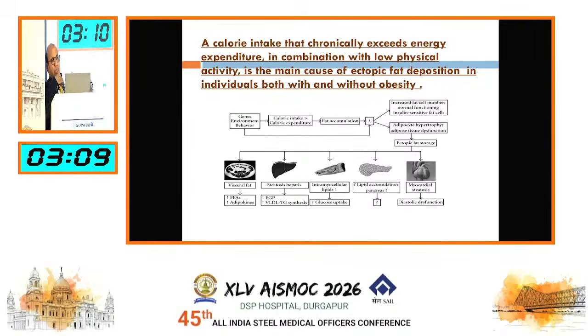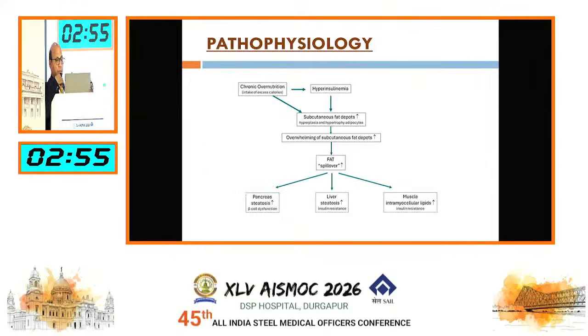A calorie intake that chronically exceeds energy expenditure in combination with low physical activity is the main cause of ectopic fat deposition in individuals, both with or without obesity. This is the pathophysiology at a glance. As chronic overnutrition increases, it causes hyperinsulinemia and subcutaneous fat deposition, hyperplasia and adiposity. Once the subcutaneous fat deposits are overwhelmed and spill over, the fat gets accumulated in the pancreas, liver, muscle, and other organs.